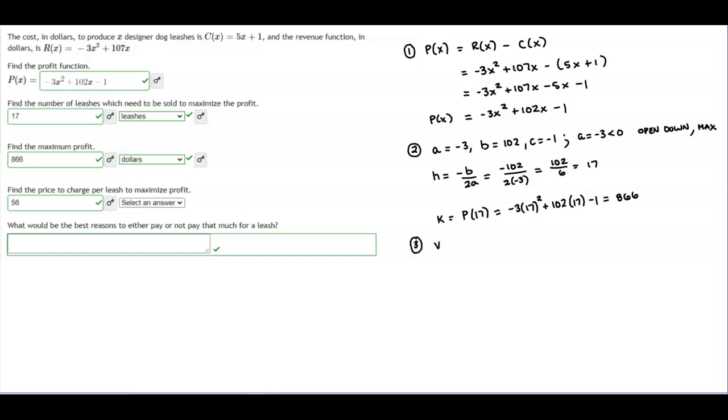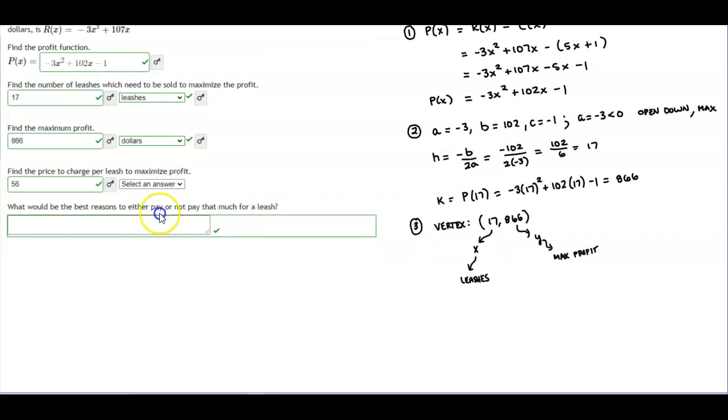So if we take a look at the vertex, we have 17 and then 866. So 17 represents x, which represents the amount of leashes that would have to be sold to reach the maximum profit. And 866 is y, which represents the maximum profit. So therefore we can see that this represents $866.